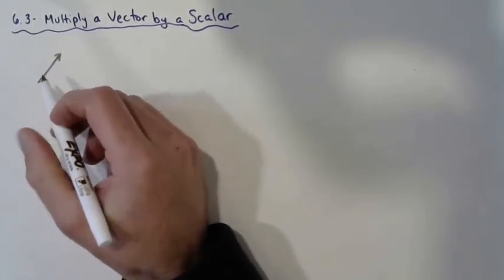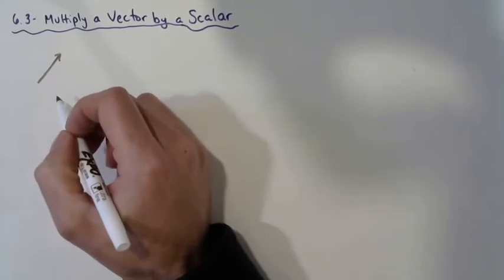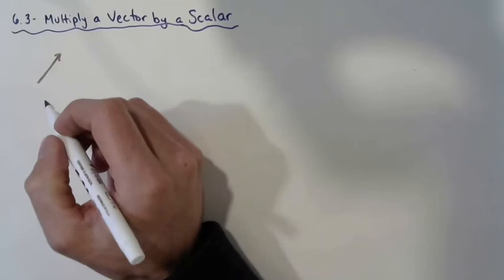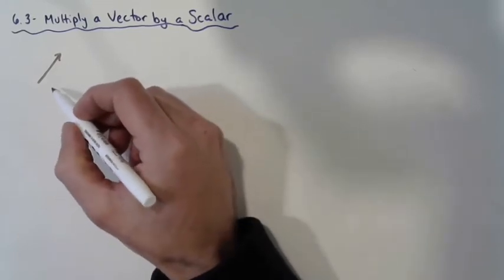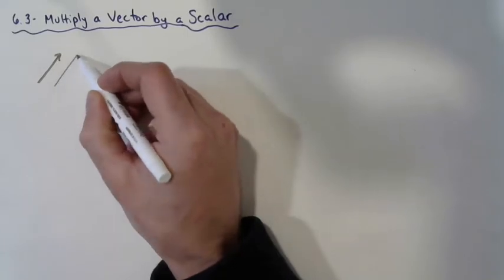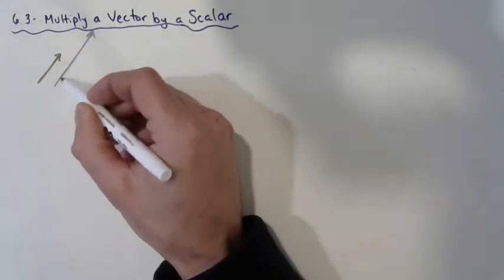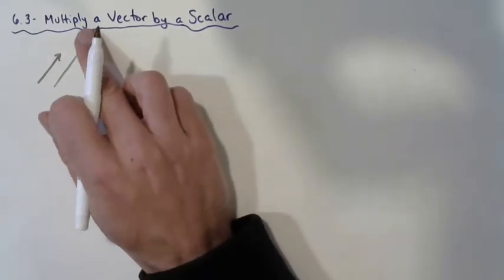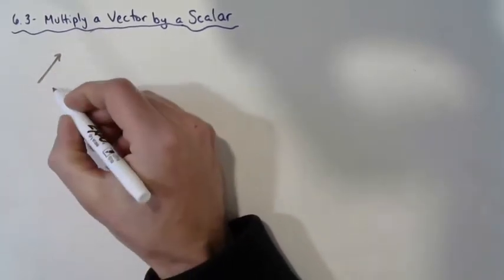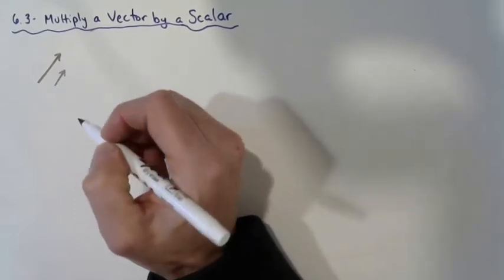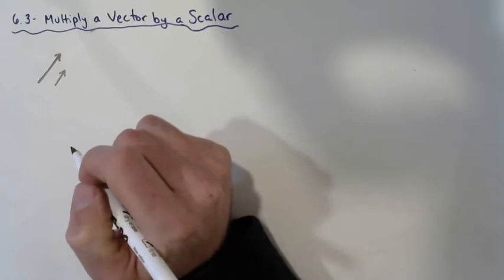Let's say this vector represents the velocity of your car. You're heading northeast at 10 kilometers per hour. What happens if you double that speed? What would that vector be? What happens if you double your velocity? Well, your new resultant vector would simply be twice as long as the original vector, okay? You could also think of, what happens if I go half the velocity? Your vector would simply be cut in half.